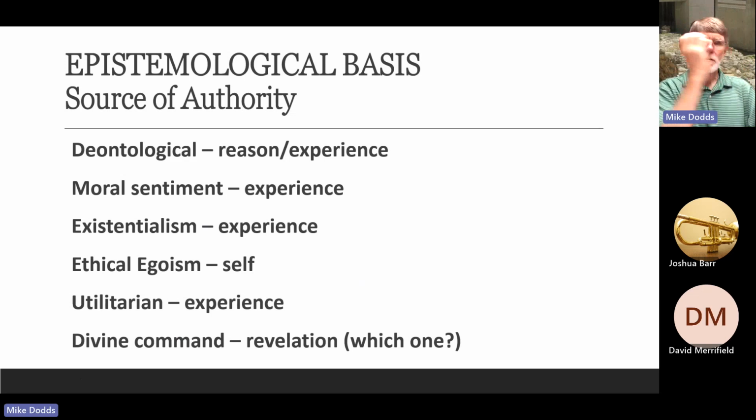Epistemological basis, there are sources of authority. If we take just what we've heard: deontological is reason; the moral sentiment, experience; existentialism, experience; egoism, self; utilitarianism, experience. So you see how much people decide on the basis of what they've experienced in life. That hurt people makes a lot of sense at points. But divine command, which revelation?